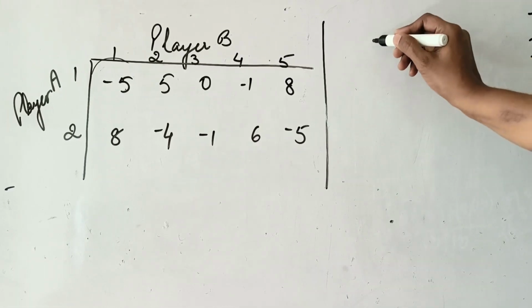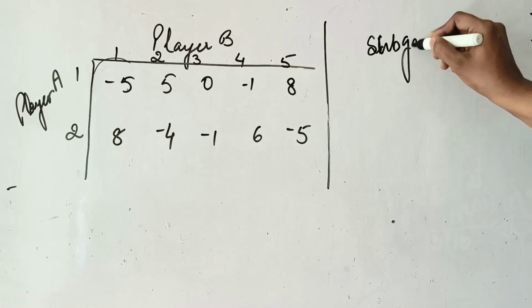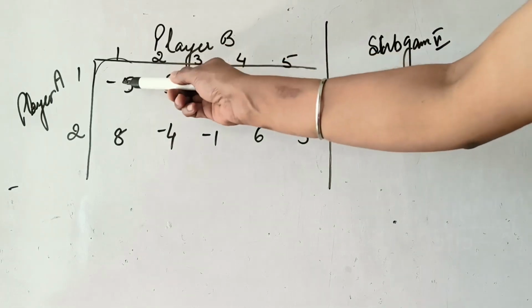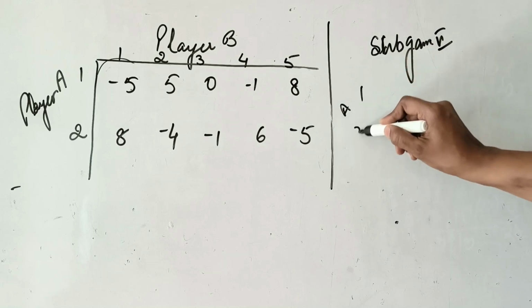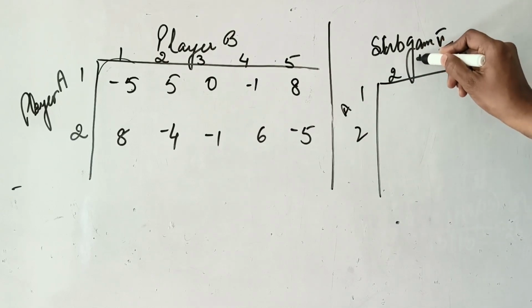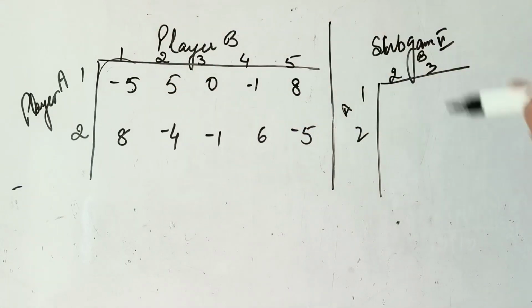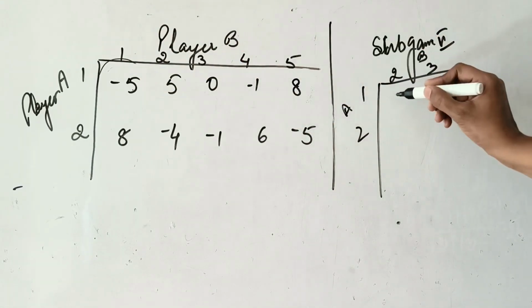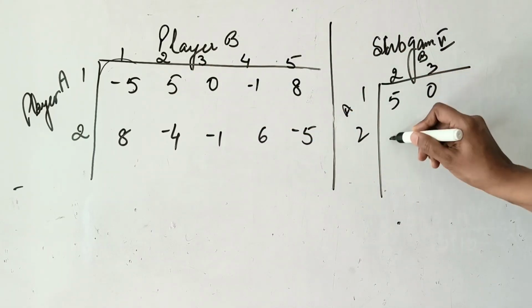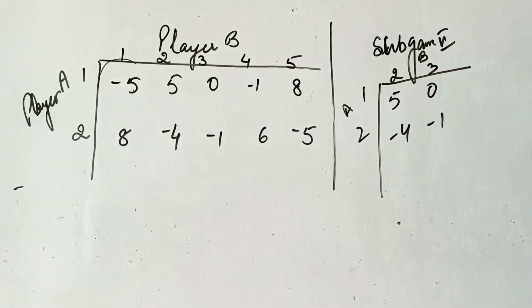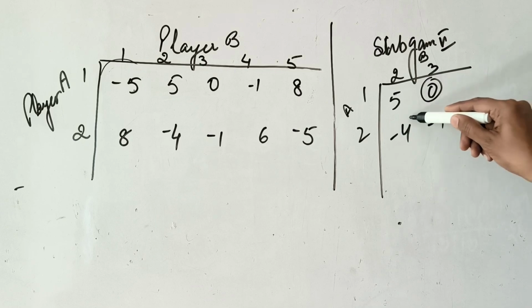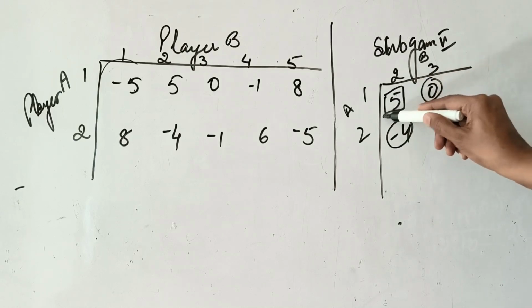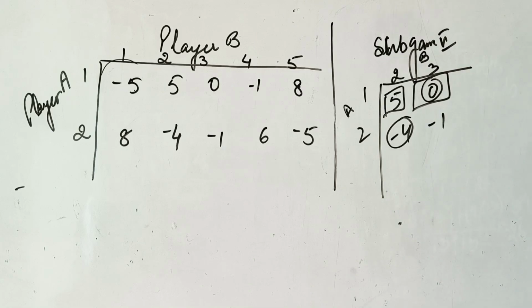So now we are moving towards subgame 5. Earlier we have taken 1 and second, then 1 third, 1 4, 1 5. Now we will start with 2. Okay, so for player A, first and second strategy. Now we are taking for player B the second and third strategy. First and second we have already taken. So we are starting with the second and third strategy. So the values are 5, 0, -4 and -1. Now let's check whether this has a saddle point. Yes, this will have a saddle point. Row wise minimum, column wise maximum. So here the value of the game comes out to be 0 in subgame 5.